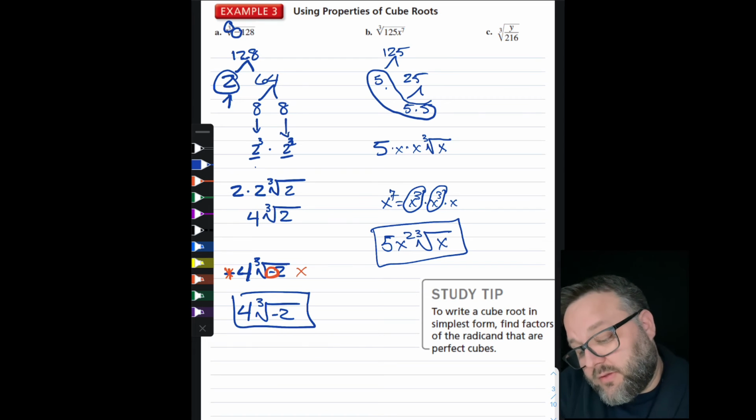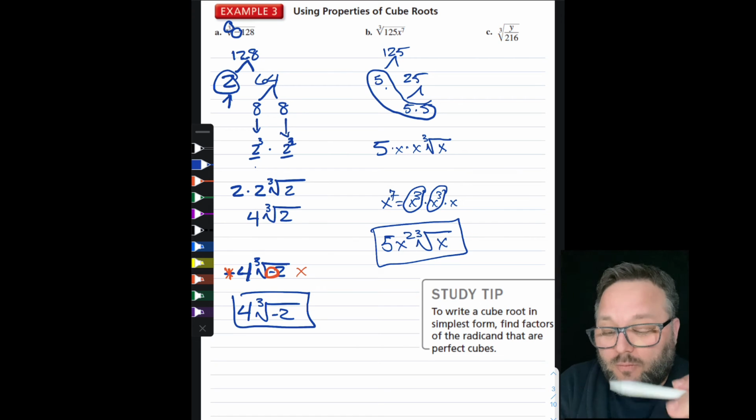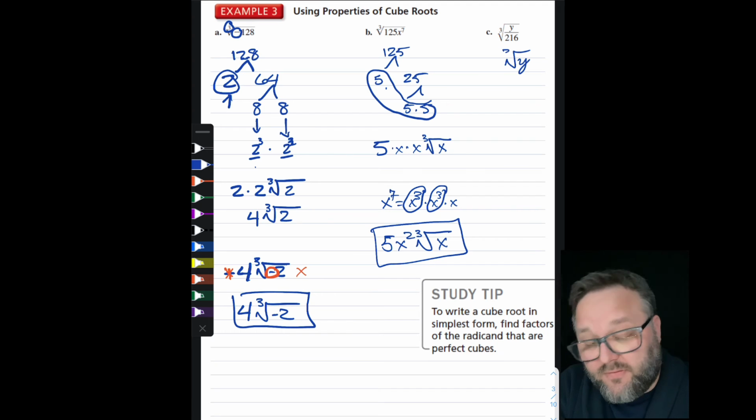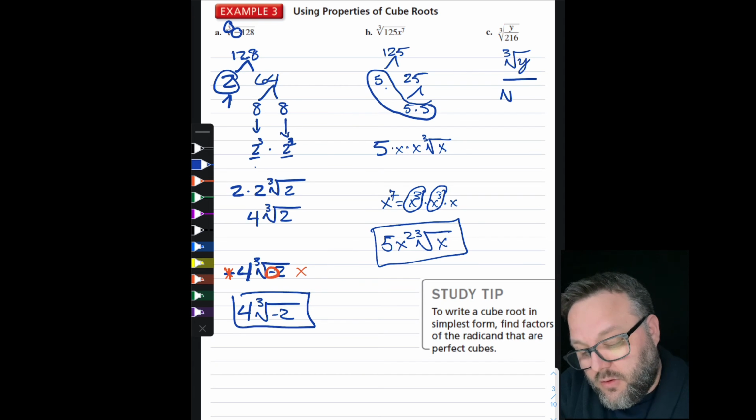Now here we've got the cube root of y divided by 16, which is the same thing as the cube root of y, which I cannot simplify. Y does not have an exponent, it's just y, divided by the cube root of 216. But this does have a cube root. Let's look at it. I'm going to write it a little bit lower.